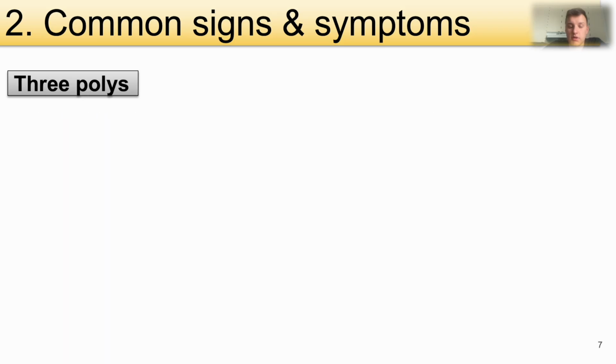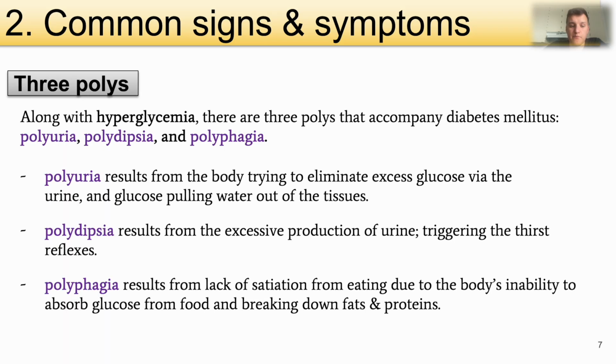So the three polys, we call them. Along with hyperglycemia, there are three polys that accompany diabetes, right? And it's kind of linked to what we talked about. There's polyuria, polydipsia, and polyphagia, right? So polyuria results from the body trying to eliminate excess glucose via urine, right? And glucose pulling water out of the tissue.